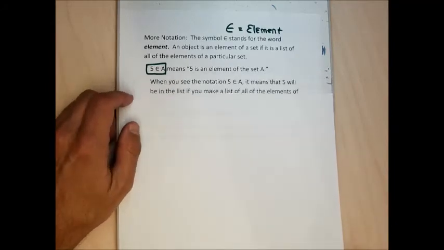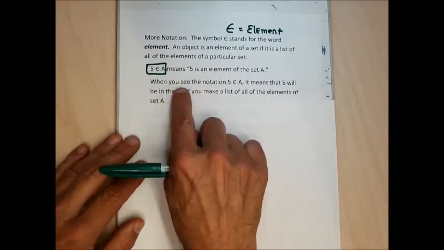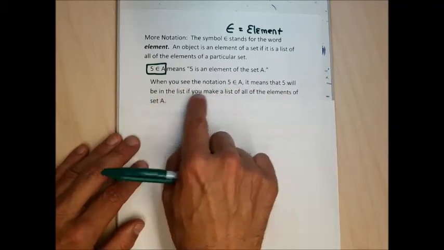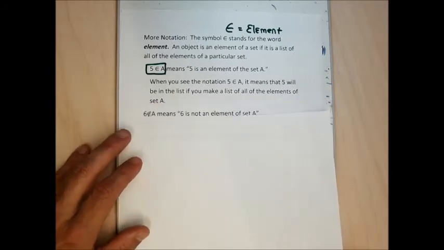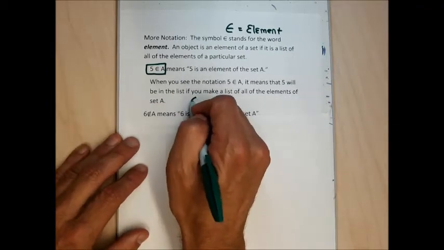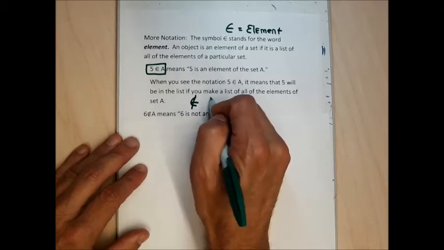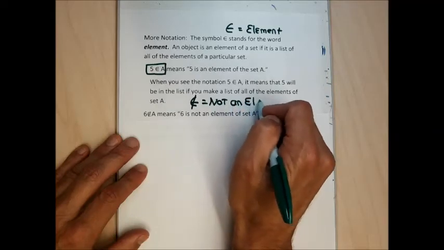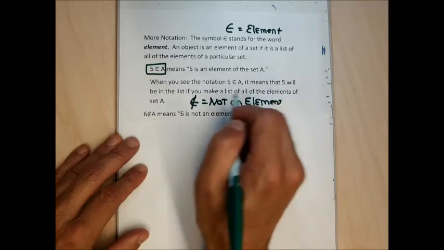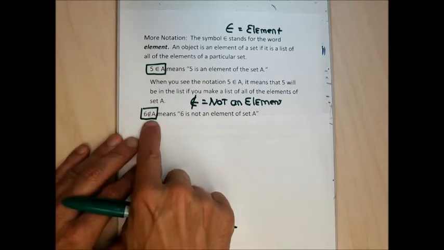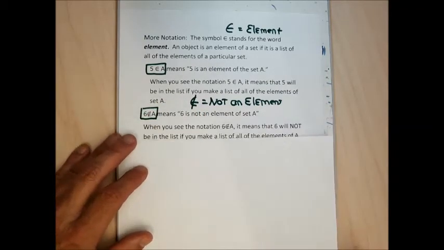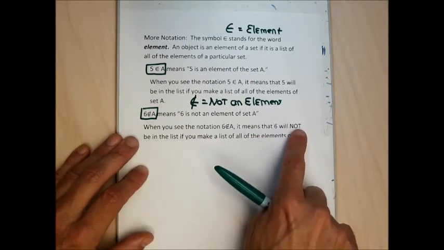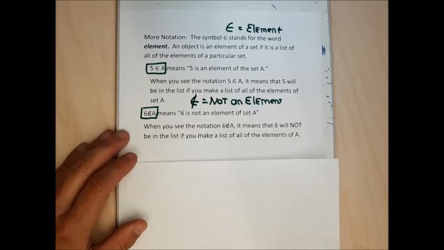And what does that mean? That means if you see this notation, 5 is an element of set A, it means that 5 will be in a list if you make a list of all the elements of set A. This symbol means it's not an element. I would read this as 6 is not an element of set A. What does that mean? This means that if you listed all the elements in set A, that 6 would not be in that set. So let me just make up a set here.